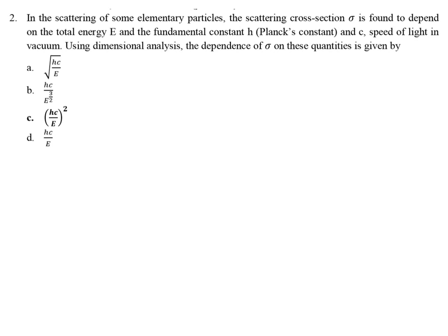Now coming to problem number 2. This question was actually asked in 2015 December. In the scattering of small elementary particles, the scattering cross-section sigma is found to depend on the total energy E, fundamental constant h, where h is Planck's constant, and c, speed of light in vacuum. Using dimensional analysis, we are asked to find the dependence of sigma on these quantities.